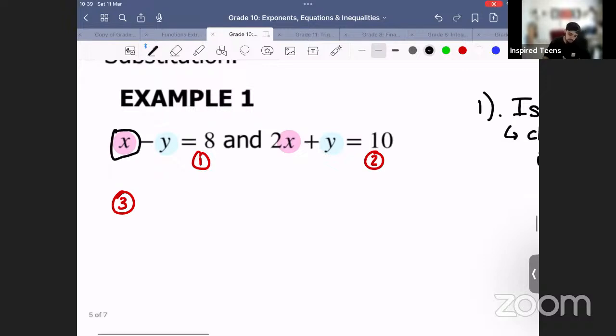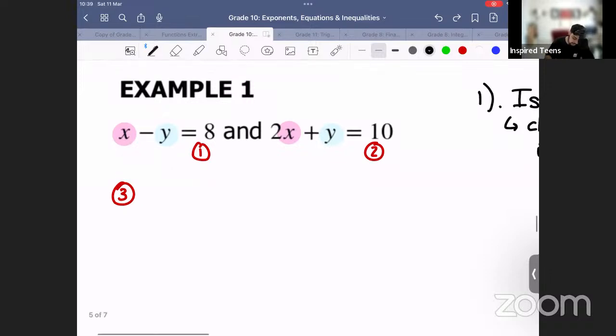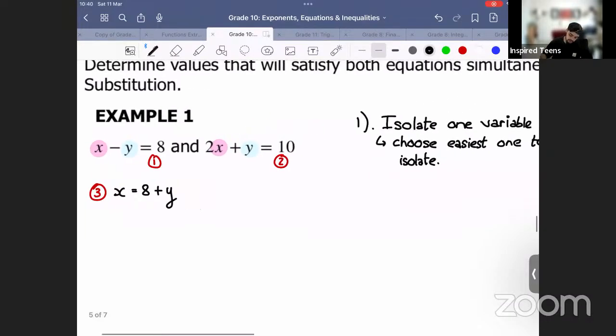Let's choose x. Okay, you could choose y. You could even choose that y because it's alone. But let's just choose equation number 1, and let's choose x. I'm going to formulate my third equation called the rearranged equation, where I'm just basically rearranging this. So if I leave x alone, I take y over, it becomes 8 plus y. Okay, I hope that makes sense. Now I have my third rearranged equation.